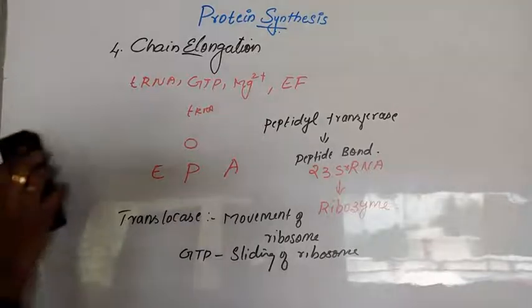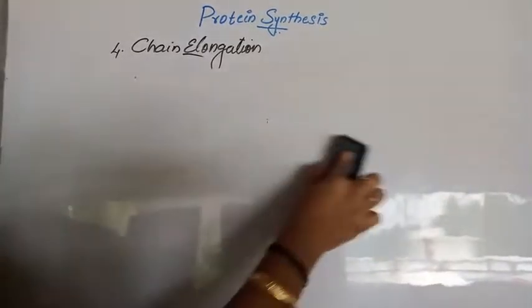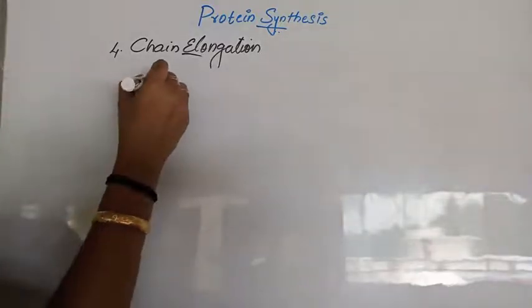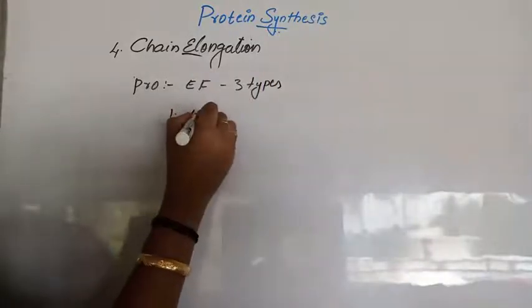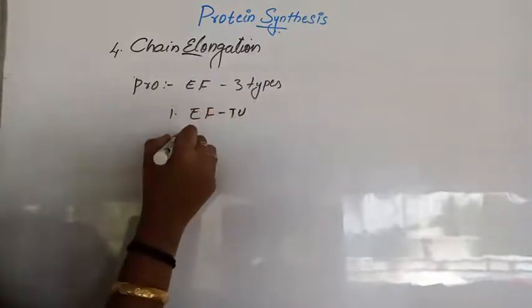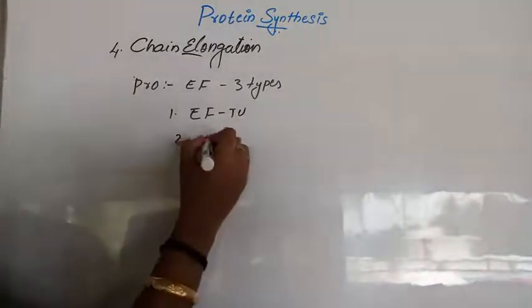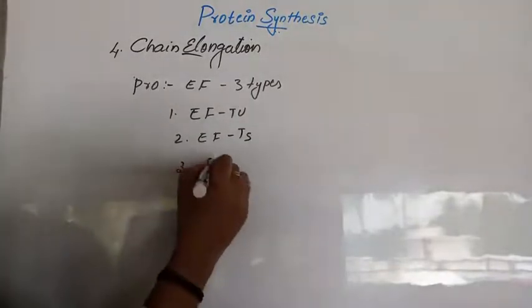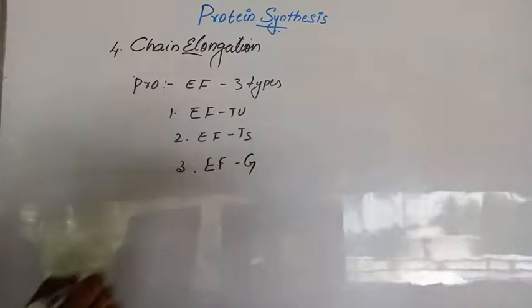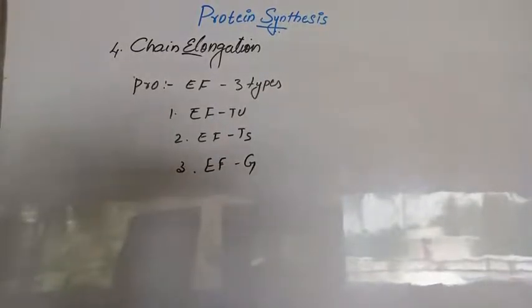In case of prokaryotes, the elongation factors are mainly of three types. First one, EF-Tu. Then second one, the elongation factor EF-Ts. Then third, the elongation factor EF-G. These are the three types of elongation factors present in prokaryotes.